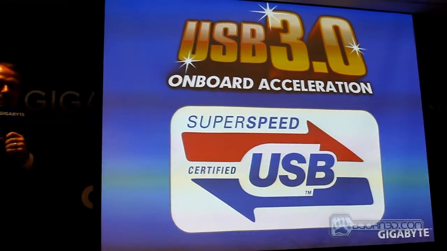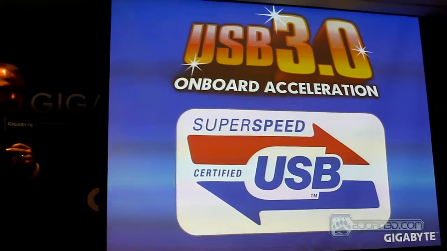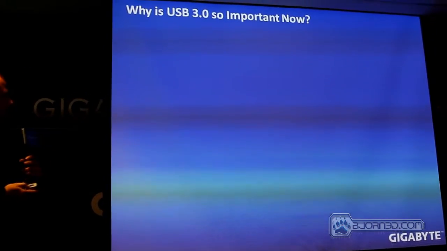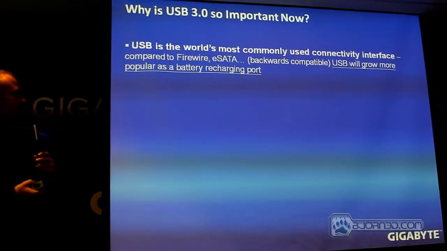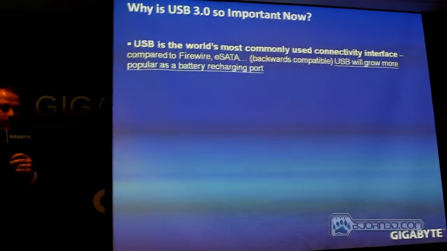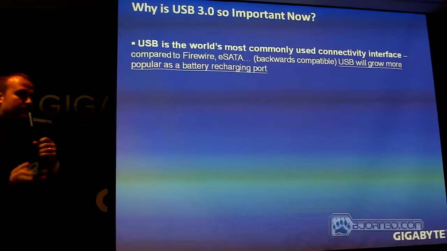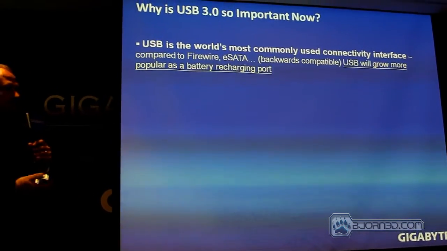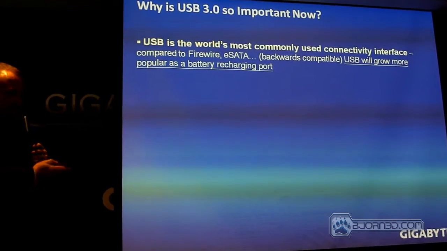When we introduced our USB 3 motherboards, also towards the end of last year, we set out to become number one in this for these motherboards, because we feel a number of reasons. We feel that USB is the world's most commonly used connectivity interface. If you compare it to, say, FireWire and eSATA, one of the main reasons for this is that USB is always backwards compatible. USB 3 is backwards compatible with USB 2 and 1.1. And it's foreseeable that in the future, USB will grow in popularity because more companies are using it for charging devices or powering devices. So, USB.